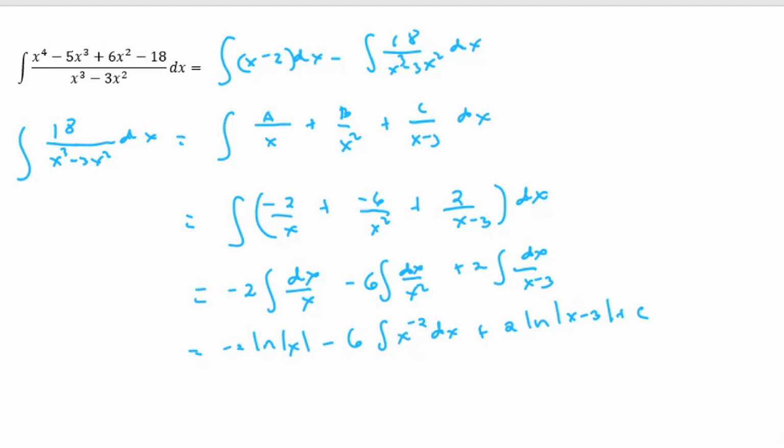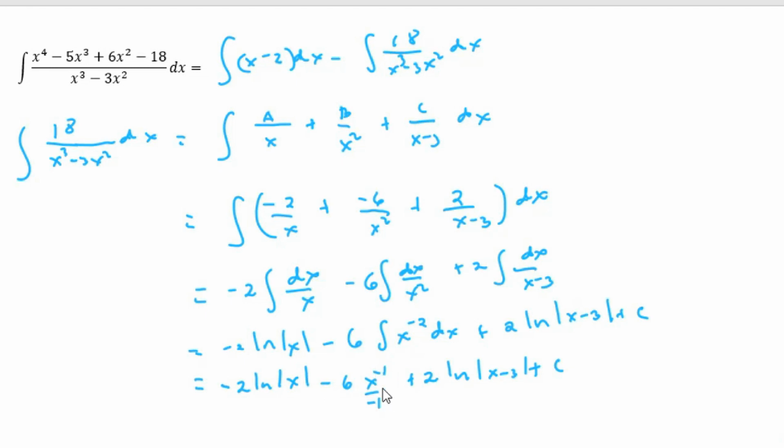Okay, so let us now simplify the second term. I'll just rewrite the other terms, the first and the third. So I have negative 2 ln of the absolute value of x, minus 6 times negative 1 over negative 1, plus 2 ln of the absolute value of x minus 3, plus a constant. Simplifying further on the second term, I have negative 6 divided by negative 1, so that will become a positive 1.